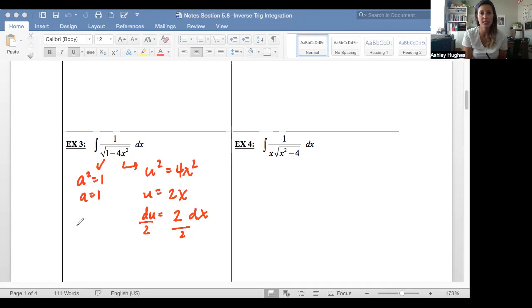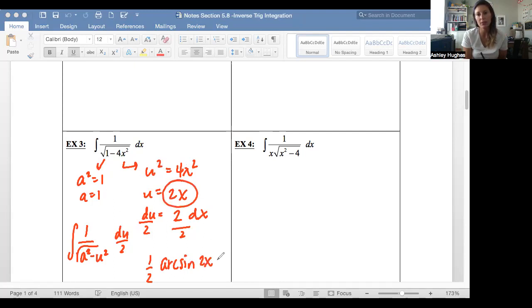So if I was to rewrite this, I would have 1 over the square root of a squared minus u squared, and then I'm going to have my du over 2. So you're going to have your 1/2 in front, and then arcsine u over a, so u is 2x this time, over 1 plus c.